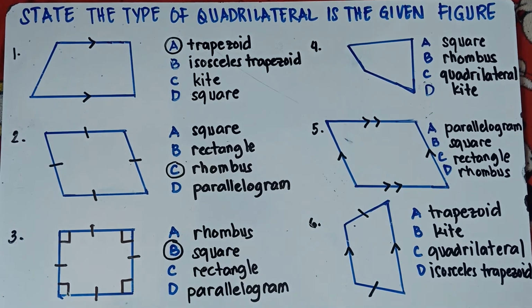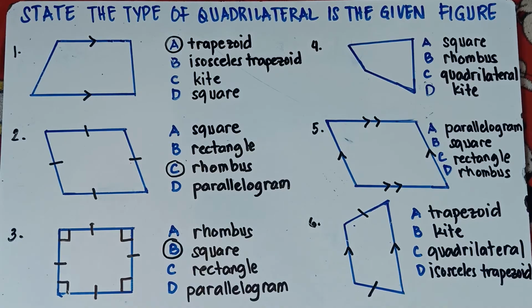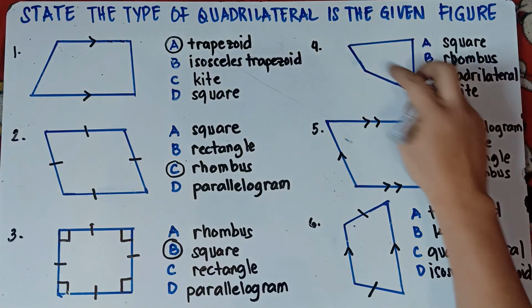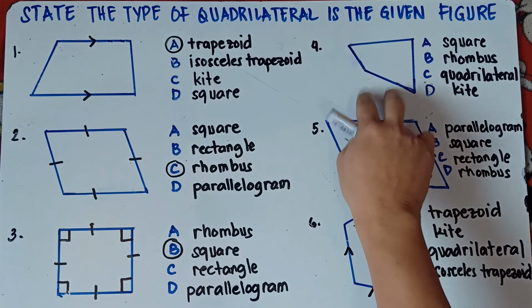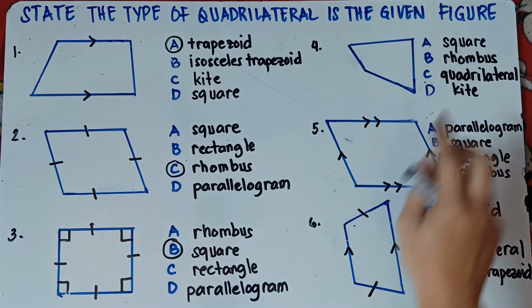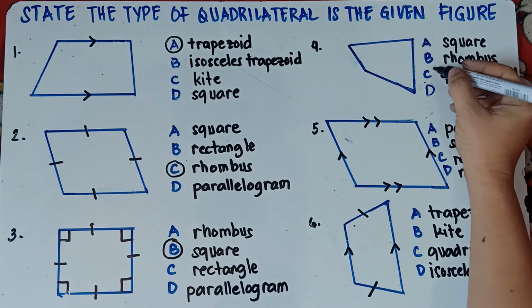Alright, number 4. So we have the given illustration. We don't have the markings. So is it A, square, B, rhombus, C, quadrilateral, D, kite? What's the answer, class? That's correct. It should be quadrilateral, 4 sides. So we are not sure, class, what type of quadrilateral this is because we don't have markings. Therefore, just simply answer, class, quadrilateral.